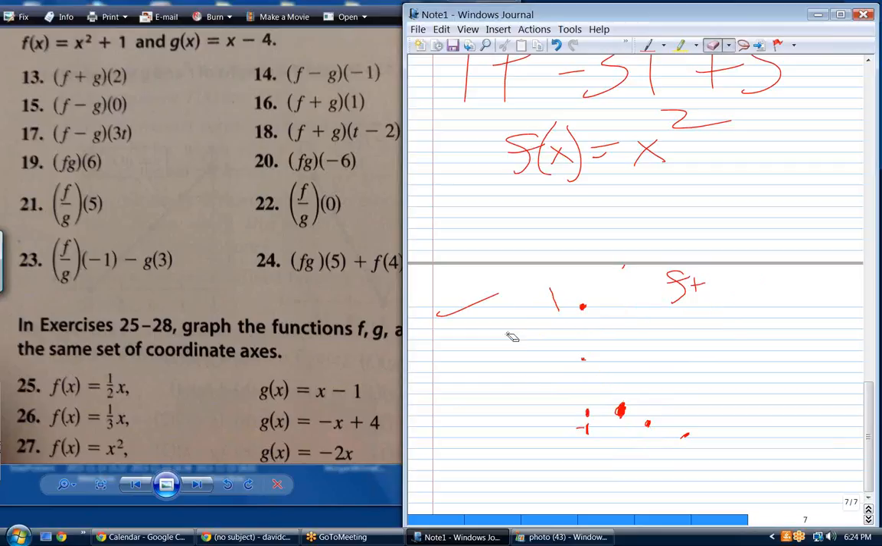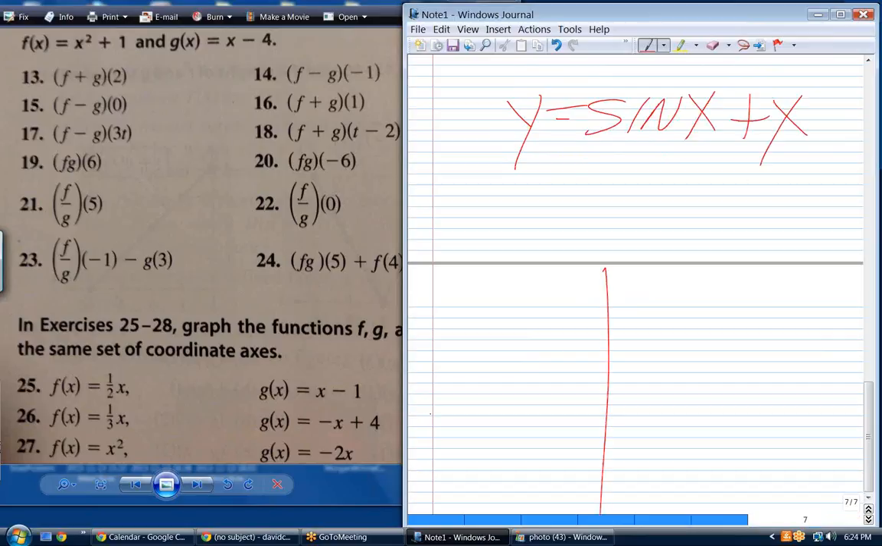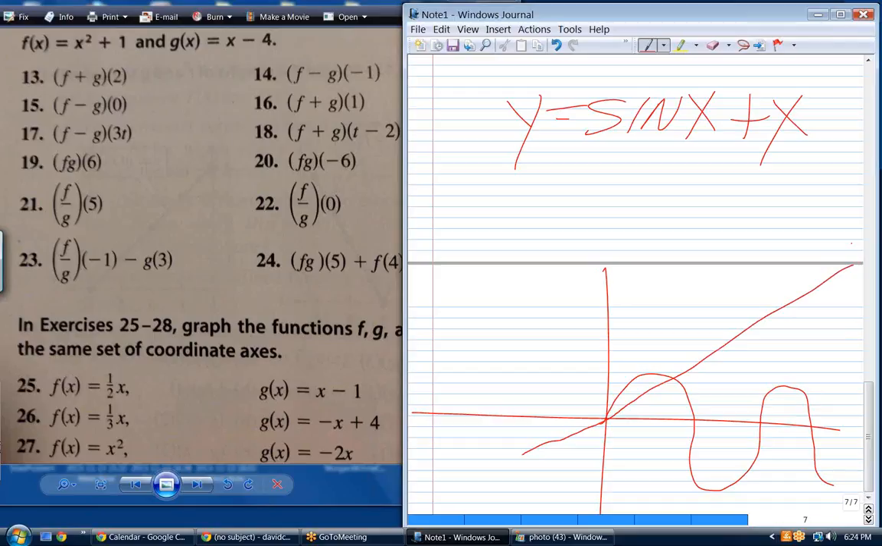Have you had any trig yet? I'm not sure. Okay. Same thing as how to graph sine x plus x. If I had this function here, well, I know how to graph sine x. That's like that. And I know how to graph x. Y equals x is like that. So to graph the sum of them, you merely add them together and you end up getting something like that.